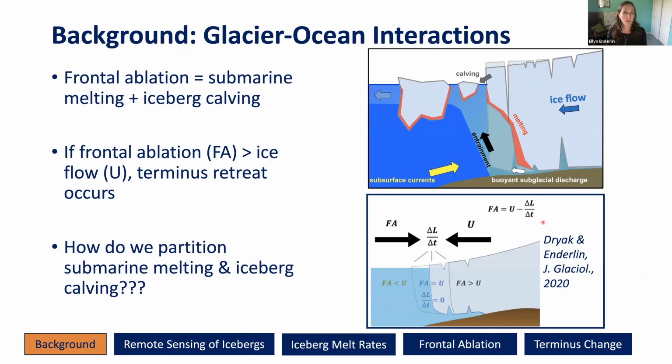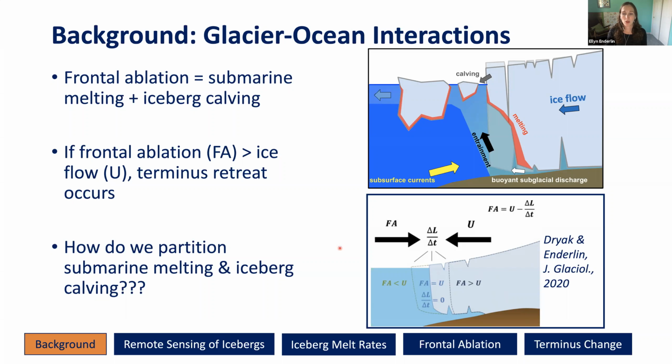And to give you some idea of what I'm looking at and what my group has been focusing on recently, we've been thinking a lot about frontal ablation. That is just the sum of submarine melting and iceberg calving. So in my really simple cartoon up here, we have the ice flowing out into the water, and the terminus position is changing as a function of that ice flow, but then also of this frontal ablation, which is the calving of these blocks of ice here, and also melting in all these places where you see the red.